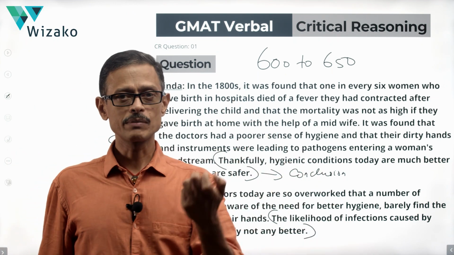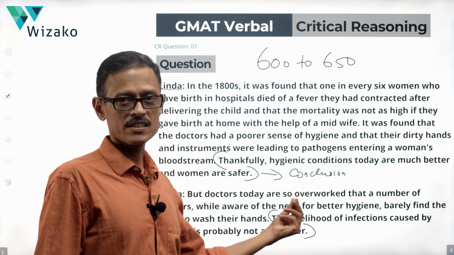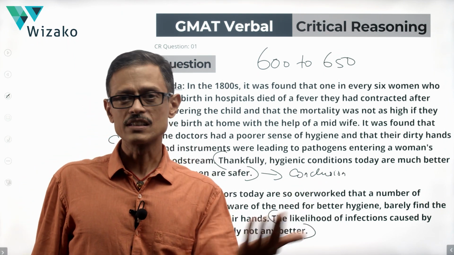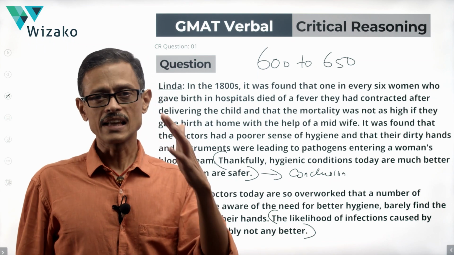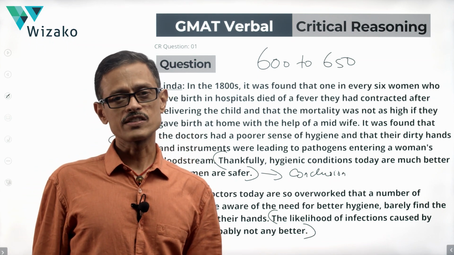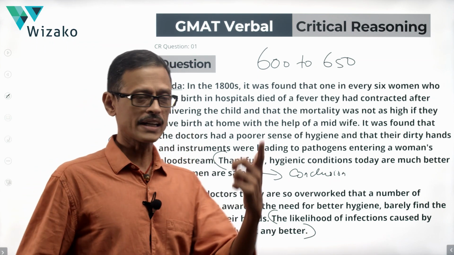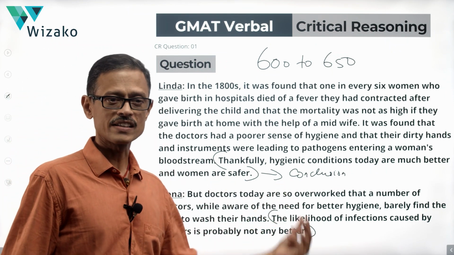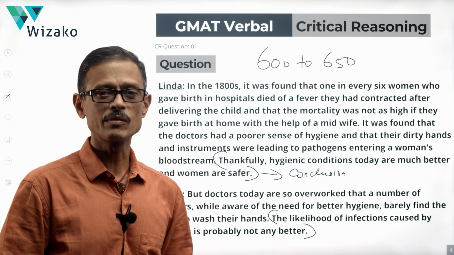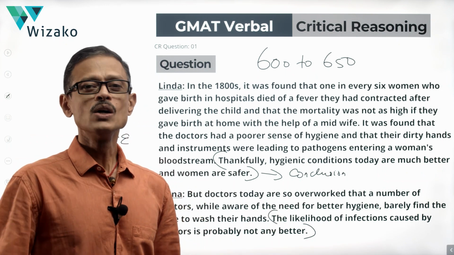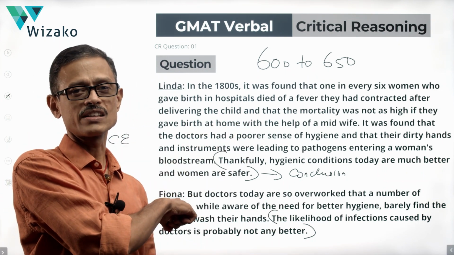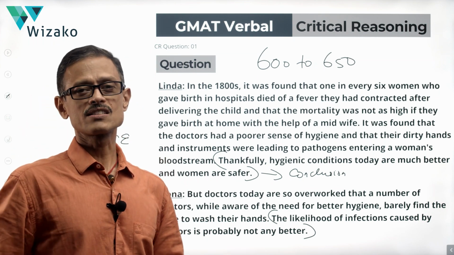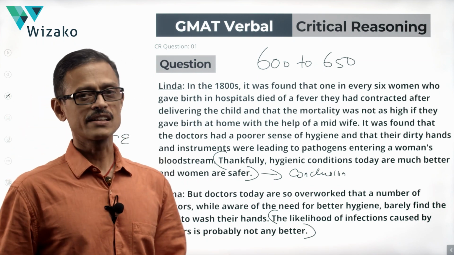So they're having a contradicting argument. Linda is saying things are better because the hygienic conditions have improved, whereas Fiona is saying that doctors don't find time to wash their hands despite knowing that they have to, and therefore the conditions that women are facing today are not any better. Right? We have to support Fiona. She has to find some additional evidence to say, if this information is made available to you, wouldn't you believe that doctors are not washing their hands? The hygiene conditions have not necessarily improved for women. That is the kind of answer we are looking for.